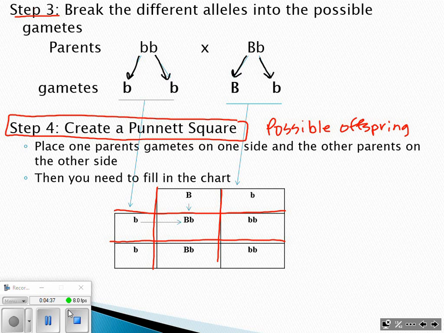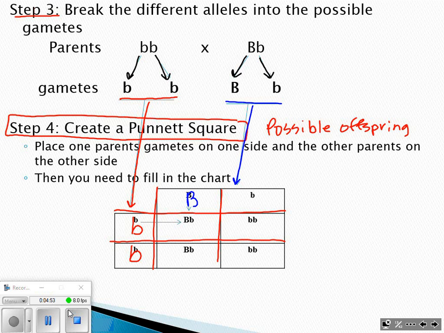So what you're going to do is place one parent's gametes on one side. So let's say we take these parents' gametes and we're going to put them on one side. So little b, little b. Then the other parent's gametes go on the other side. And I'm just going to use a different color here. So big B, little b.